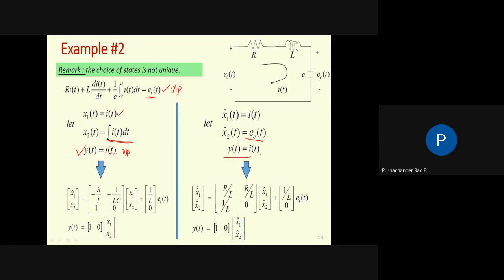So in this case also, the choosing of the values is different here. You can go through these equations. Only the state model varies. The matrix B is the same, the matrix C is the same, but only the state matrix differs if you take up these two different methods.